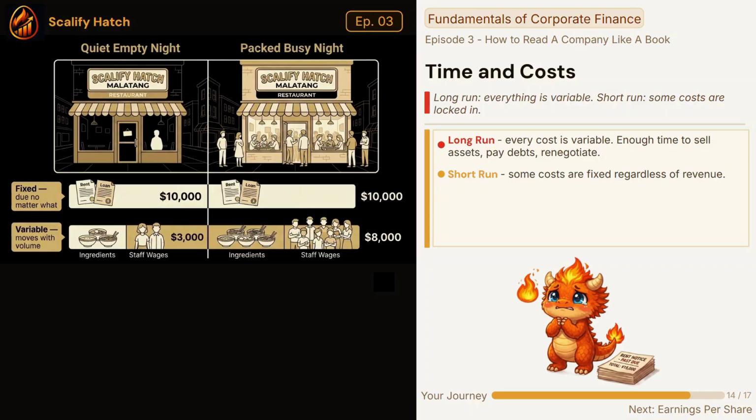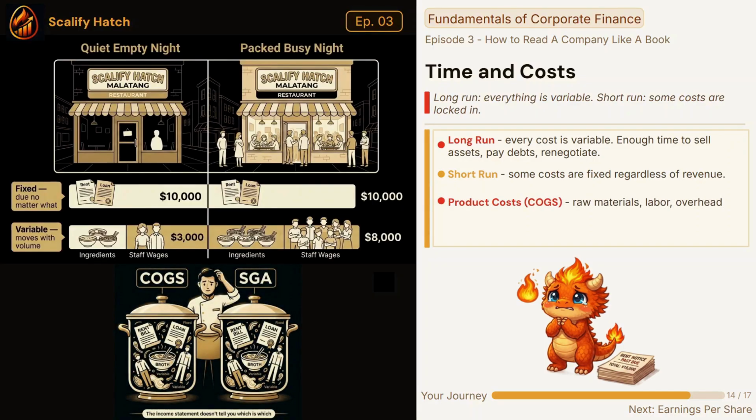Other costs remain variable even in the short run. Ingredient costs go up when we serve more customers. Hourly staff wages can be adjusted with the schedule. Now here's the issue. The income statement doesn't cleanly separate these. Accountants group costs into two buckets. The first is product costs. Raw materials, direct labor, and manufacturing overhead get reported as cost of goods sold. There's also period costs. Expenses tied to a specific time period, like administrative salaries and rent, get reported as selling, general, and administrative expense. Both of these buckets contain a mix of fixed and variable costs. Cost of goods sold has both, and so does selling, general, and administrative expense.